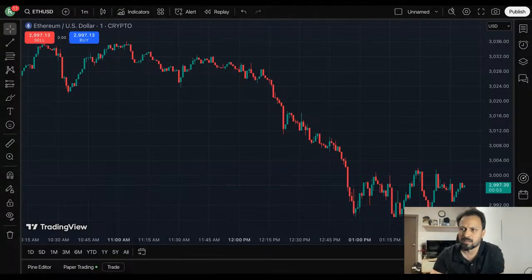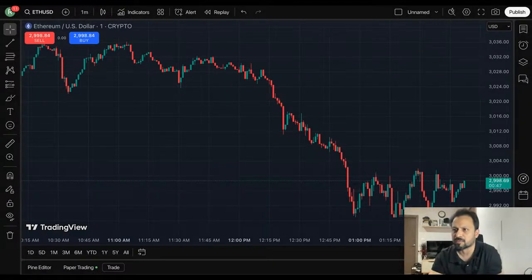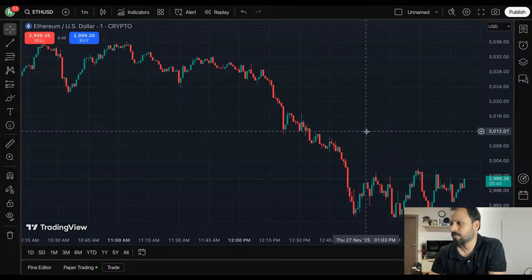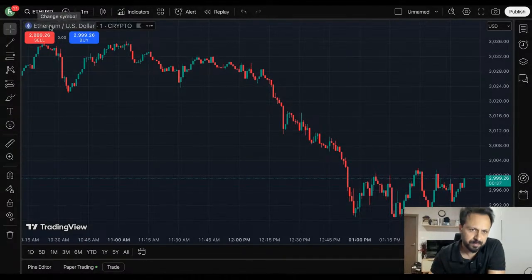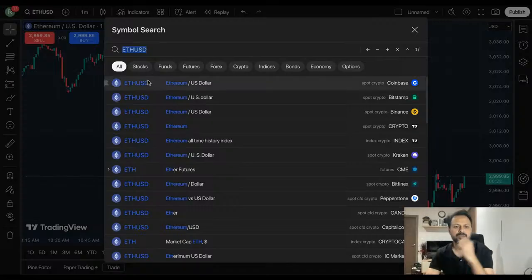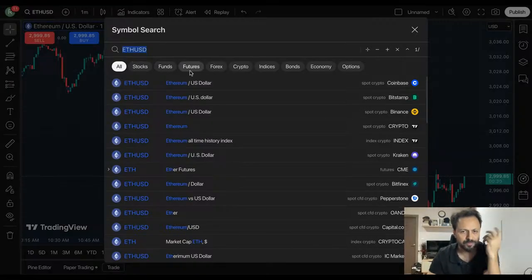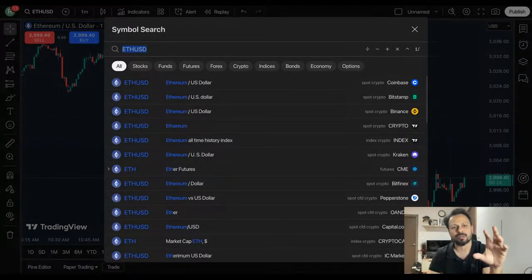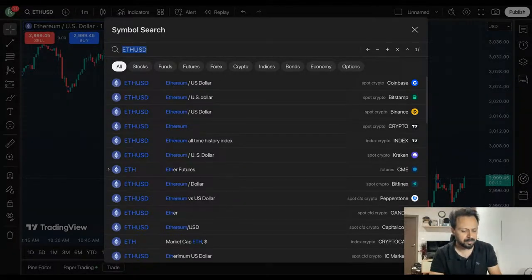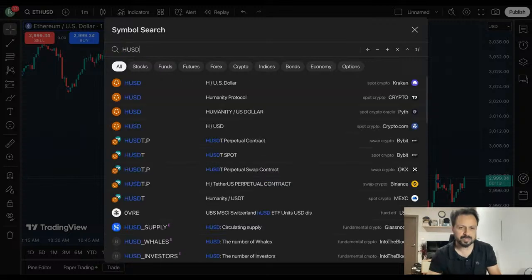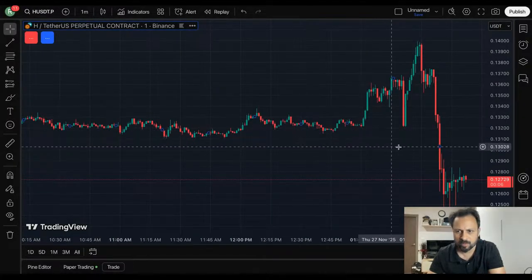So here we can see the pair. It's the pair of Ethereum USD. So that's the price of Ethereum, going on right now. So here, when you click, you can see every market, like stocks, funds, futures, forex, crypto, and everything like that. So from here you can select the commodity, the crypto, the coin. So I'm going to live trade on OKB USDT. It's performing very well. So let's see. We're going to perform a futures trade on that.